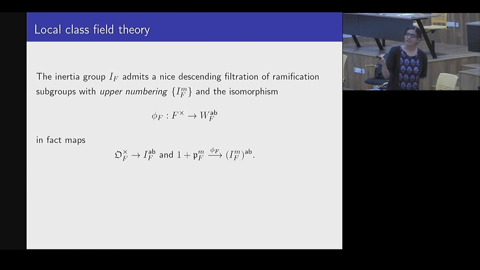Okay, so the inertia group admits a nice descending filtration with respect to upper numbering, and this isomorphism of local class field theory respects this upper numbering filtration in the sense that the units in F cross map to the abelianization of the inertia group, and these filtrations 1 plus P_F to the m map to the mth upper numbering filtration of the inertia abelianized.